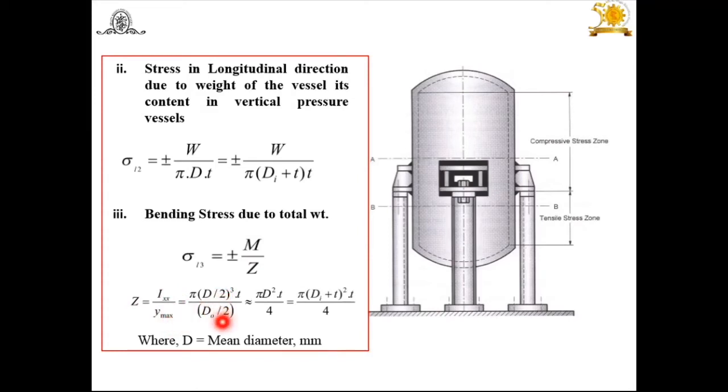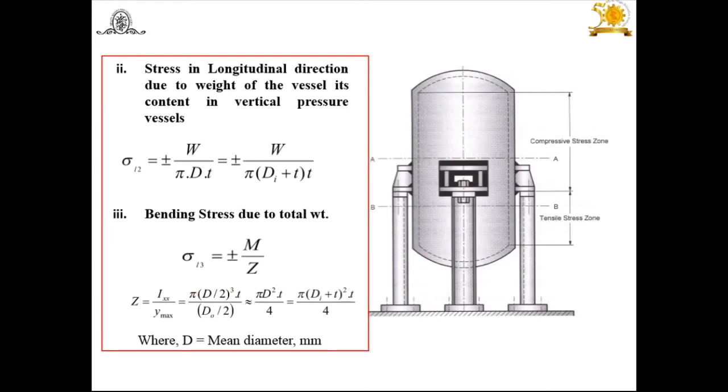Substituting these values, d_o by 2, then I_xx means pi (d/2) cube into t. You can substitute all these values, you will get Z is equal to pi (d_i plus t) square into t upon 4. d_i means inside diameter, t is the wall thickness. So you can find out here Z. Now what about the M that we have to find out? This M depends on whether the pressure vessel is vertical or horizontal, and for that we have to find out this bending moment, and after substituting this you will get the sigma L3.